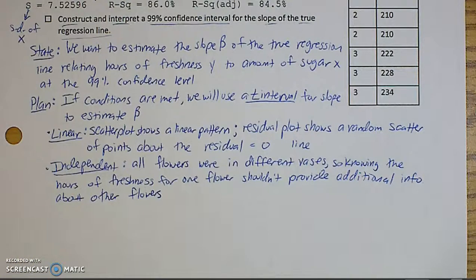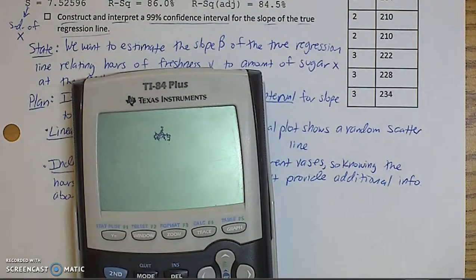So now that we've done independent, we have to do normal. Couple ways to do normal. You can either do a histogram or a stem plot of the residuals, or you could make a normal probability plot. Either way, you would just need to make sure that there's no outliers or skew in the histogram, or your normal probability plot should look roughly linear. And you're doing this with the residuals.